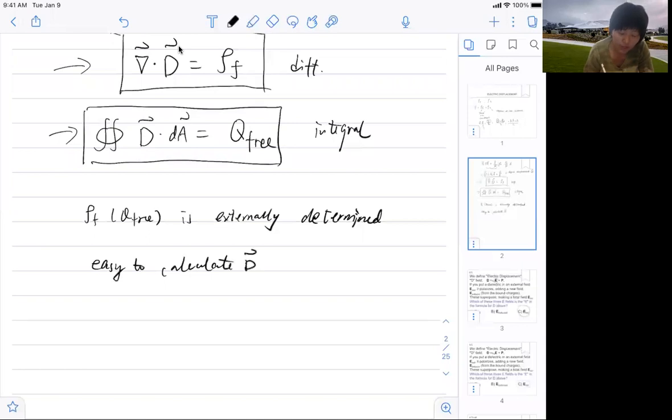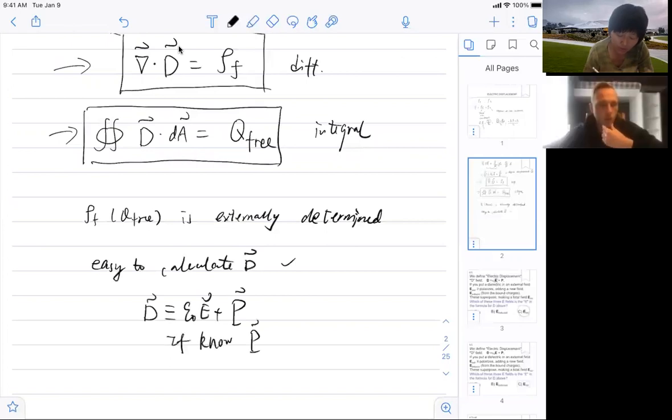So if we can easily calculate D and go back to look at the definition of D, if you already know polarization, then you can calculate the E field. So you're able... Dr. Ryan? Yes? What do you mean by externally determined?